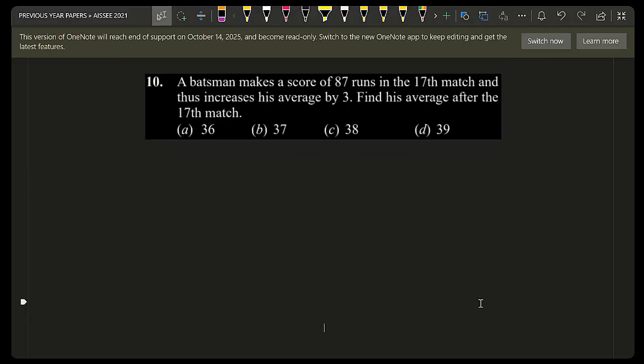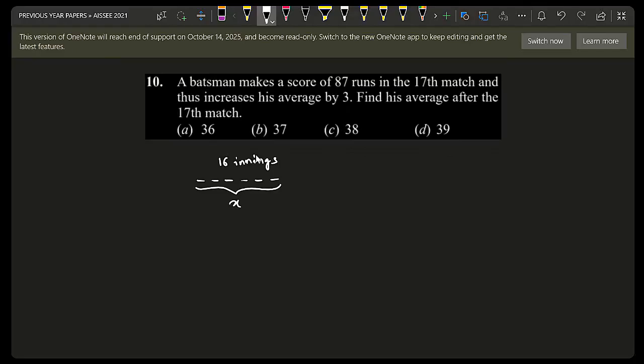A batsman makes a score of 87 runs in the 17th match, but before the 17th match, how many matches has he played? 1, 2, 3, 4, 5 up to 16. Let us think these are 16 blanks. What is his score in each match? We don't know. But let us call the average X, average in 16 innings. What do you mean by innings? In cricket, a batsman goes out to play one time. That is called one innings.